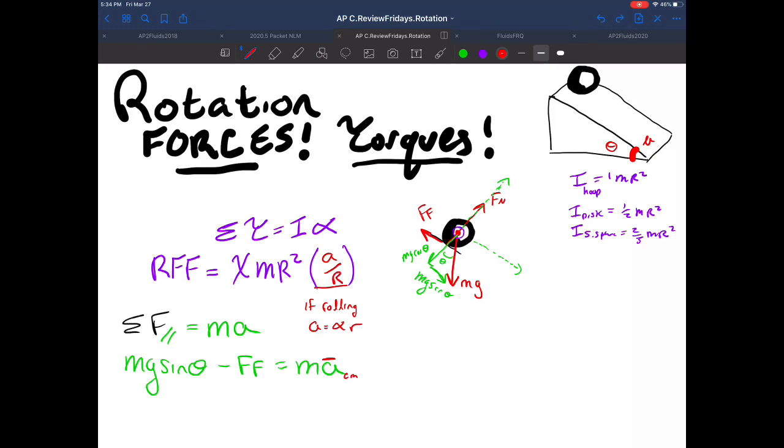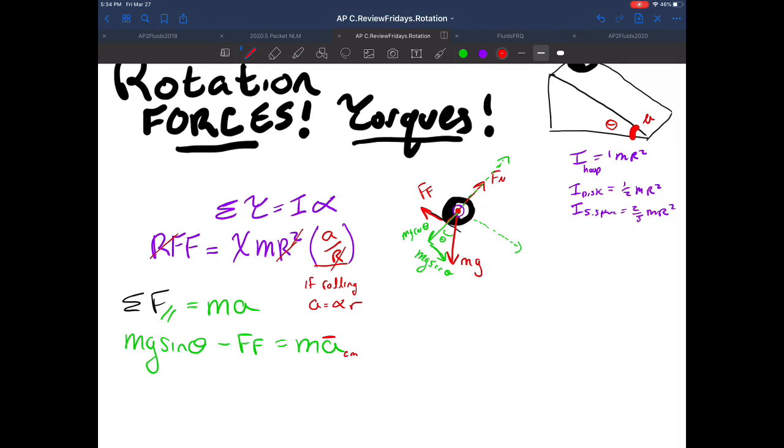This allows for a good amount of simplification here. Our R can cancel. Bam. And, oh, wow, our R can cancel again. So now we have an expression for friction force. Do you see it? FF equals XMA. So let's go ahead and take the expression up above, this FF equals XMA, and plug it in down here.